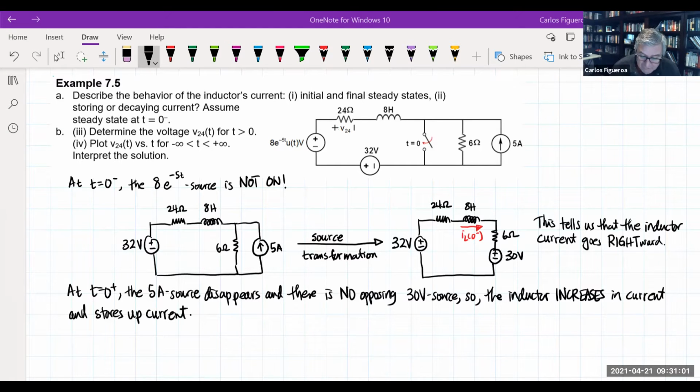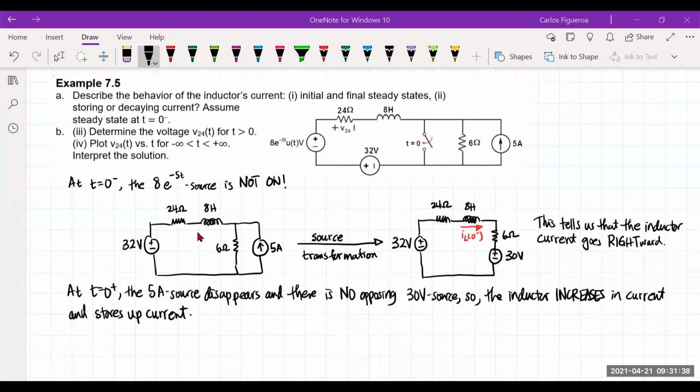We had this circuit, and one of the things that we did here is that we know that when the switch is open, I include the 5 amp source, and then if I do a source transformation, I then have a 32 and a 30 volt source here that are opposing. So when I look at the inductor current, it does this. As soon as the switch is closed, I kill off that 5 amp source. In other words, I kill off that 30 volt source. So I only have the 32 volt source feeding this inductor. As a result, the inductor has to increase current. Therefore, it stores up the current.